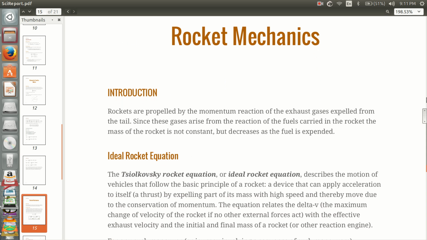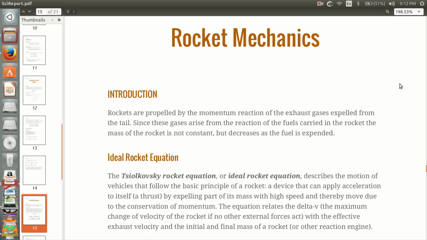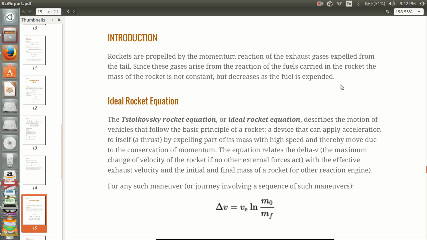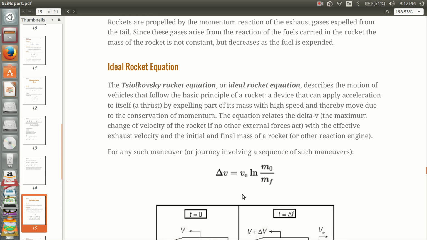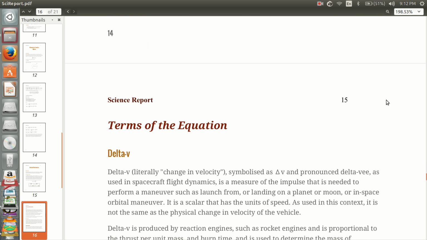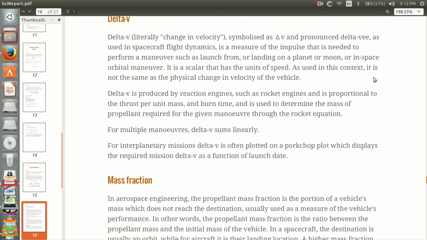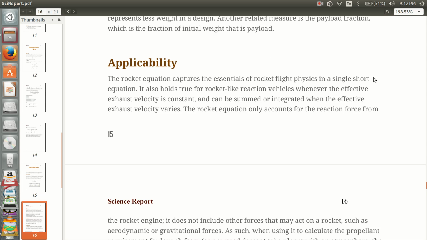Now moving to rocket mechanics, a little introduction. Rockets are propelled by the momentum reaction of the exhaust gas expelled from the tail. Since these gases arise from the reaction of the fuel carried in the rocket, the mass of the rocket is not constant but decreases as the fuel is expended. This is the ideal rocket equation. You can read further about the ideal rocket equation in the post, where I have also explained the terms of the equation, that is delta v, mass fraction, applicability and so on.